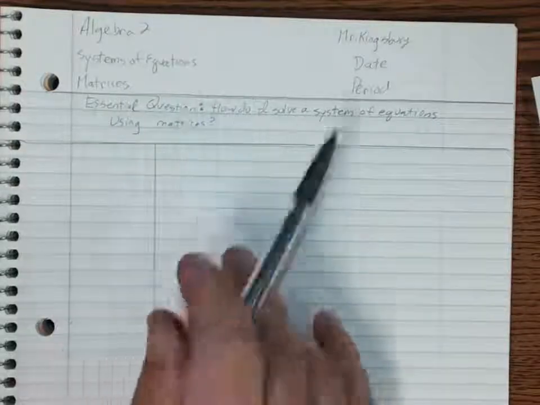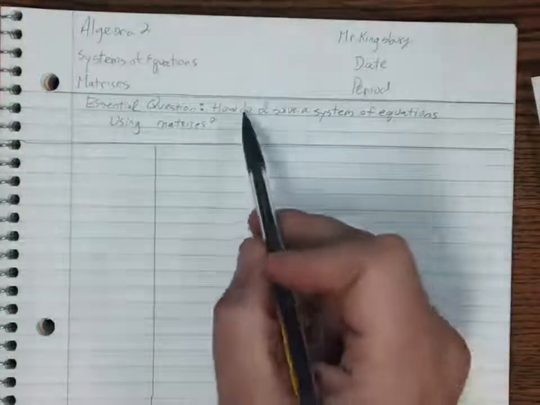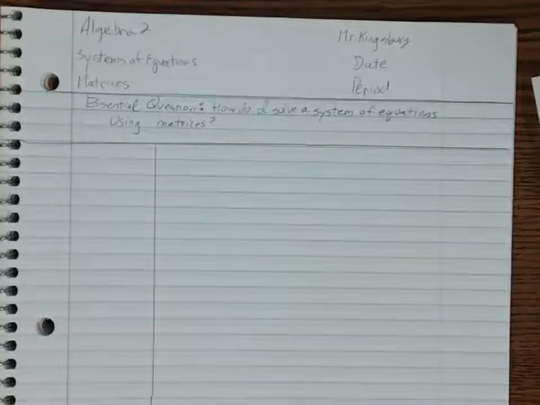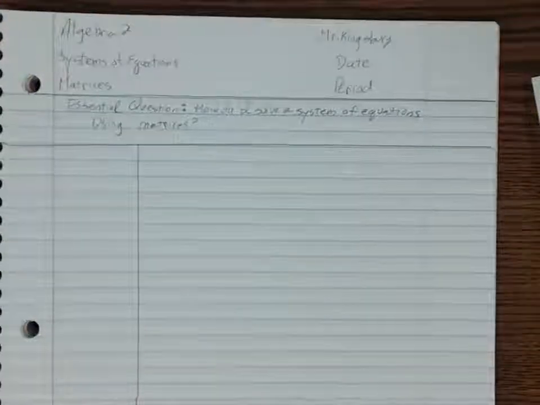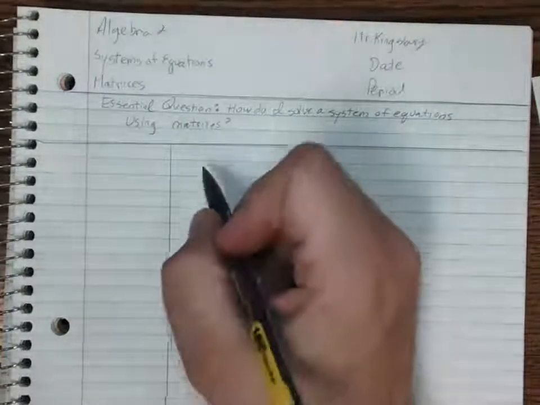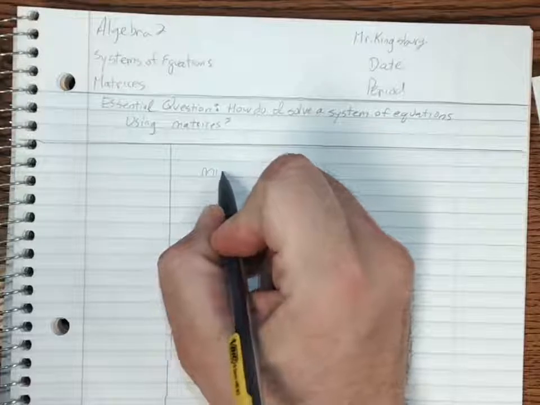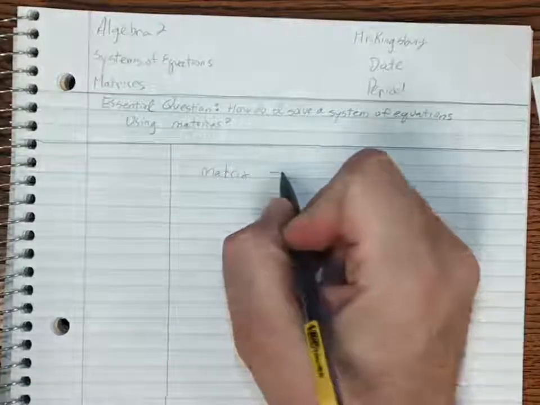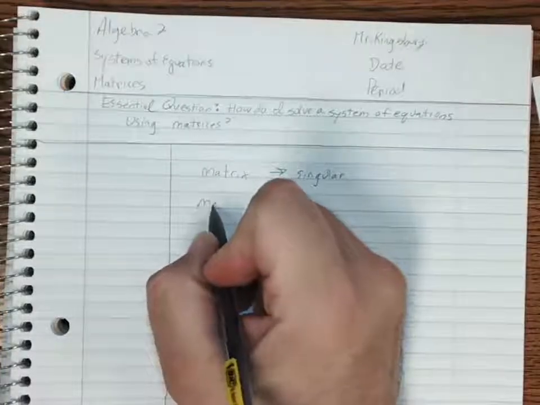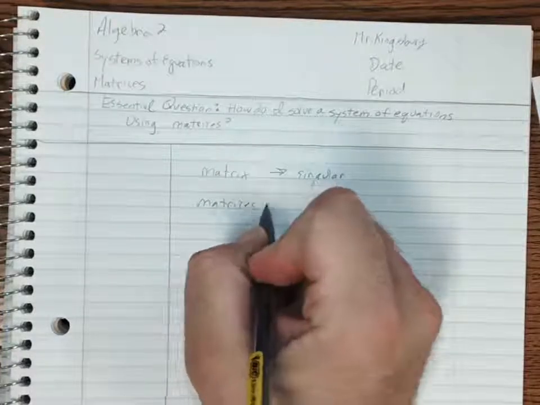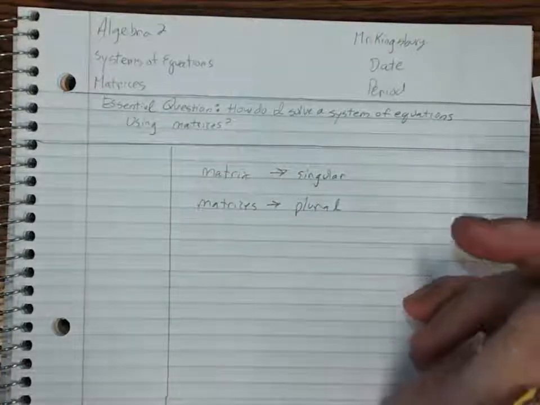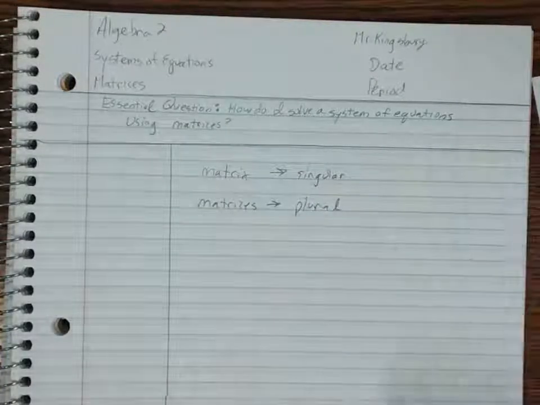Our essential question for today is, how do I solve a system of equations using matrices? And I bet right now you guys are wondering, Kingsbury, what's a matrix? Glad you asked. First of all, let's establish that matrix is the singular, and matrices is the plural. So there you go. That's good to know. Now, what is a matrix?